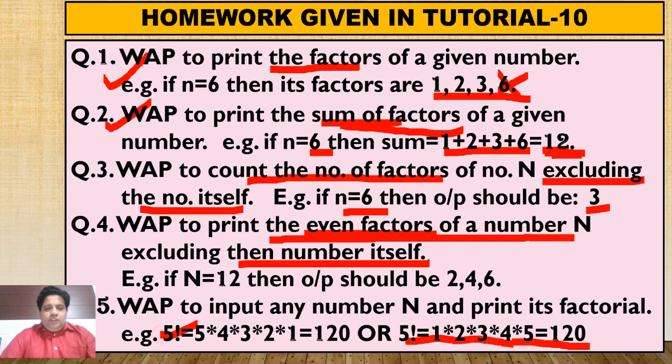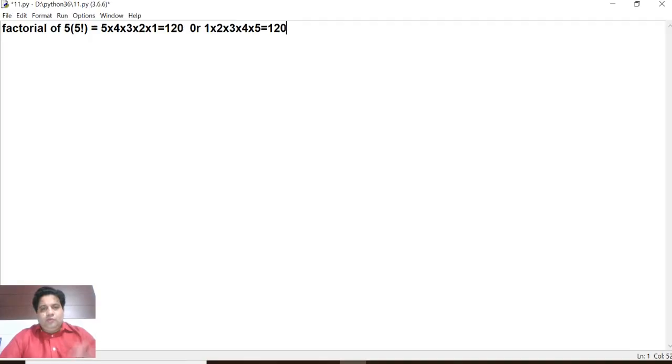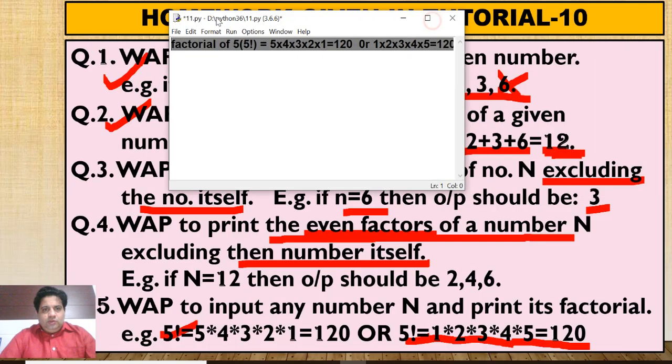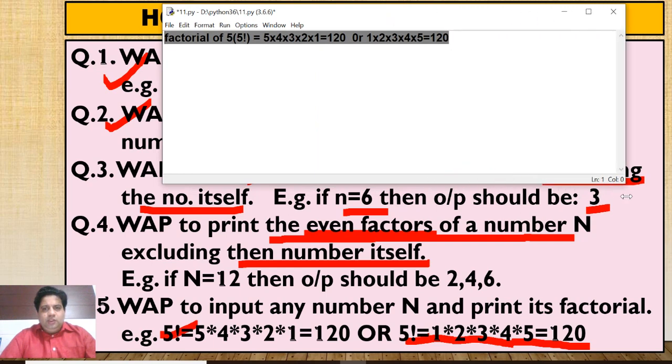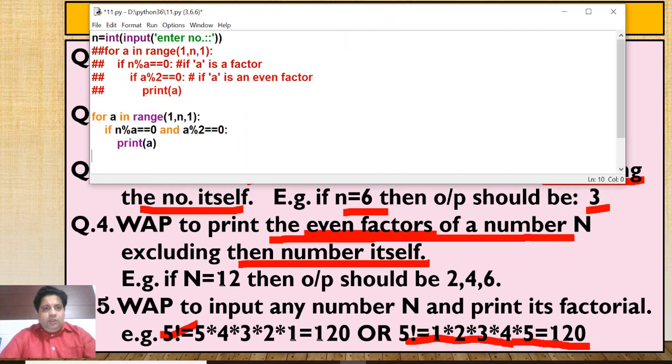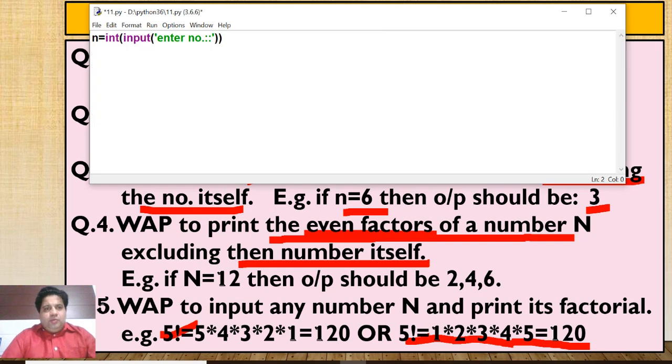So in the first logic we have to execute the loop in decreasing order. In the second logic we have to execute the loop in increasing order. So let's do the second logic first. Now what are the requirements? This is the program here. Now what you have to take? First of all, you have to take input of the number. Now to store the factorial, take some variable and initialize it with 1.